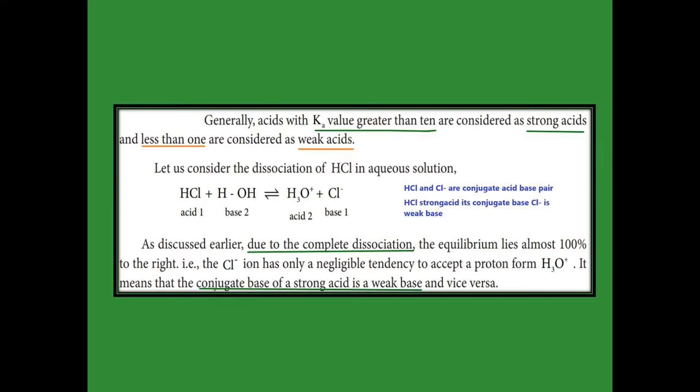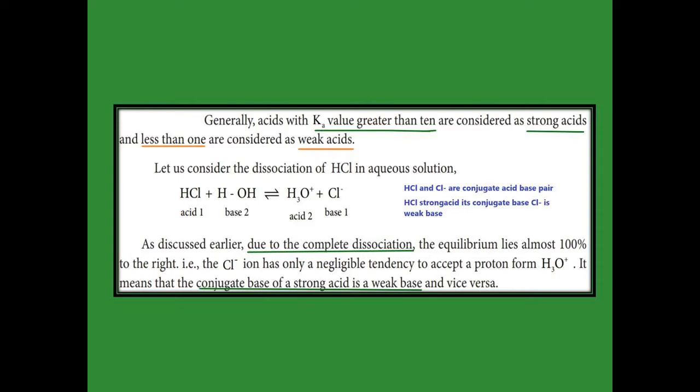Now see the reaction. HCl is a strong acid. We know very well that when HCl combines with water, HCl gives one proton to water, so the water becomes H3O plus, and Cl minus forms. Here HCl and Cl minus are a conjugate acid-base pair. HCl is a strong acid and its conjugate base, Cl minus, is a weak base. A strong acid means the conjugate base is a weak base, and a weak acid means the conjugate base is a strong base.